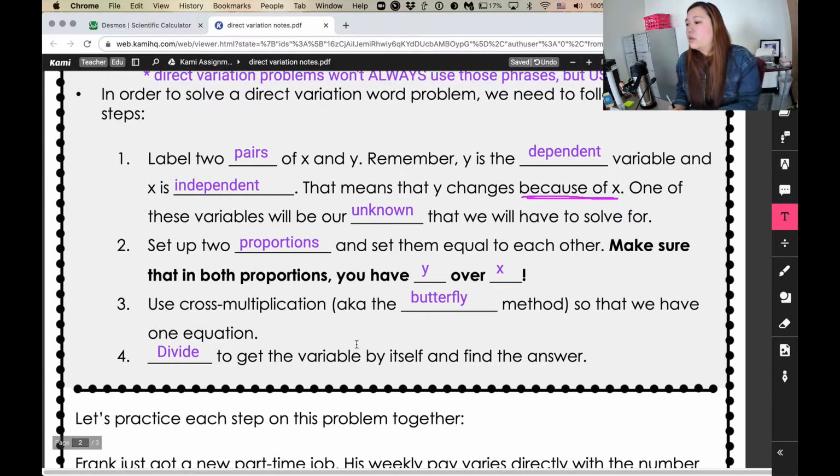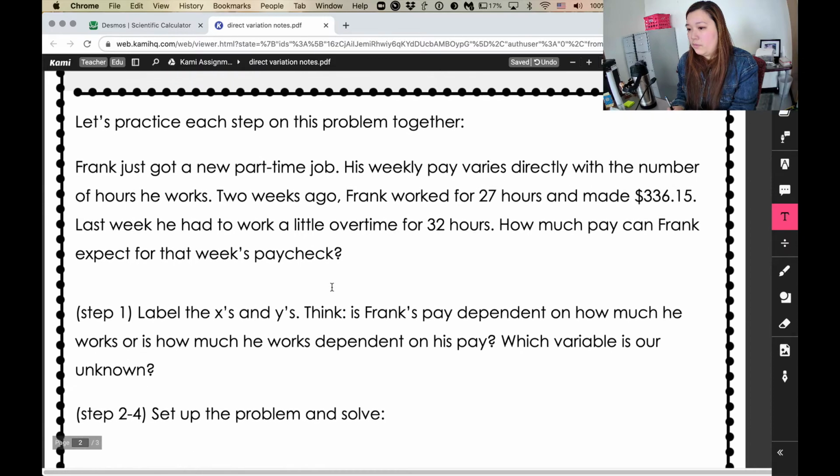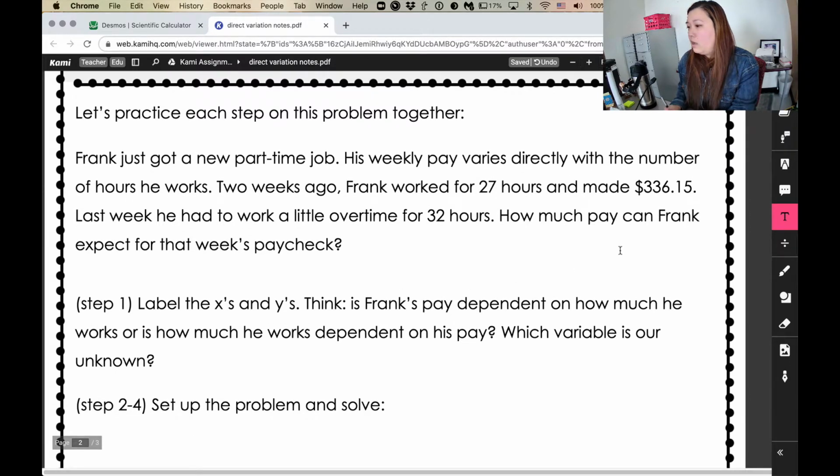Okay? So let's try doing that with an actual problem. Let's practice each step on this problem together. Okay? And here is where I want to also introduce to some of you this text-to-speech feature in Kami, which can be really useful. So if you're the type of person that likes to hear things read to you, this can be really helpful, and you just highlight it and it'll go. Right? For now, I'll read it and you can hear my lovely voice.